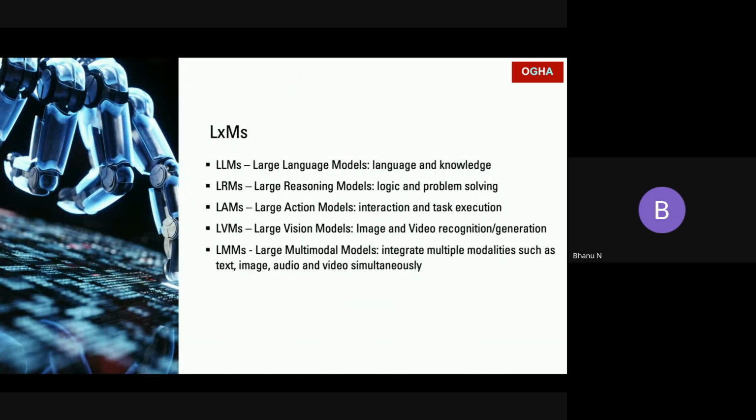And now it's a good time to take a look at the LxMs. Now that we understand LLMs, which are basically language and knowledge models, you take the whole world's knowledge, keep it in one model, and you can ask it anything that's been there on Earth. As human beings, you have to go to multiple experts or specialists to get your questions answered, but here one model gives you everything.